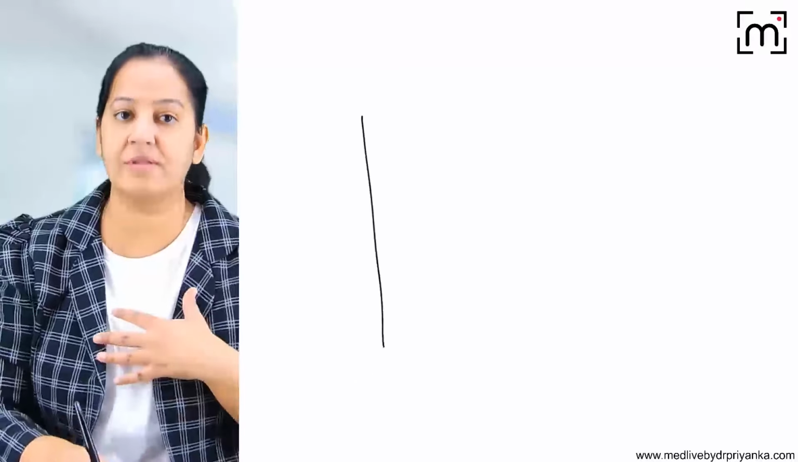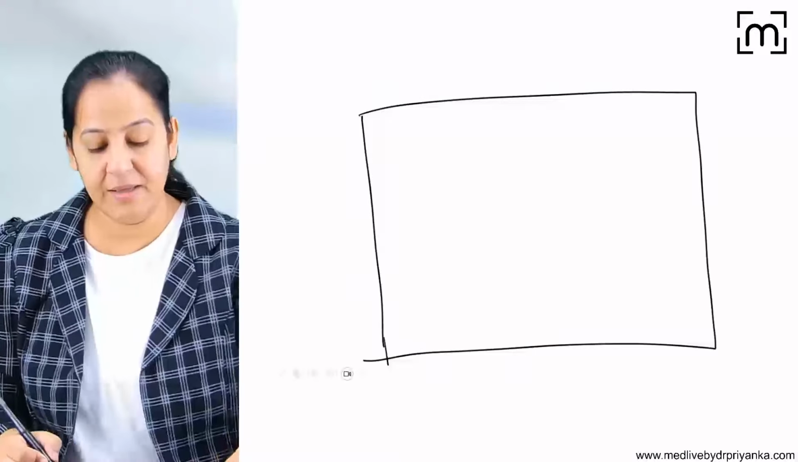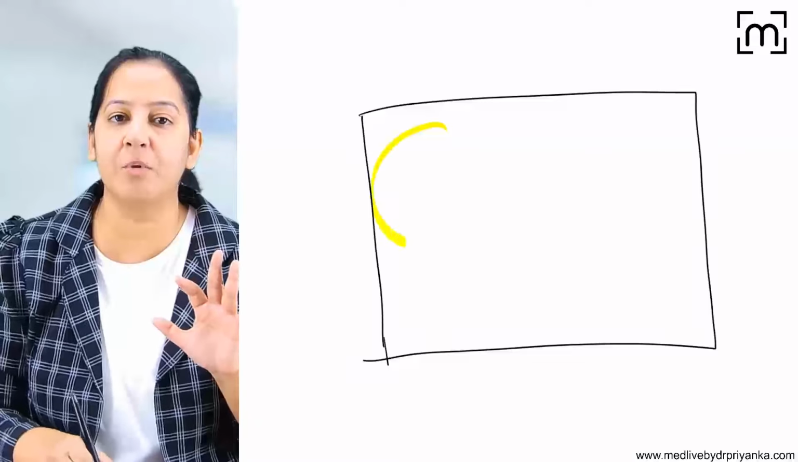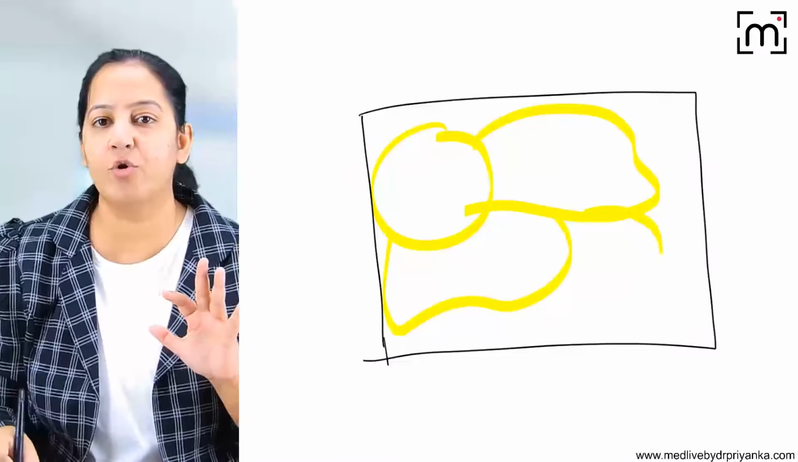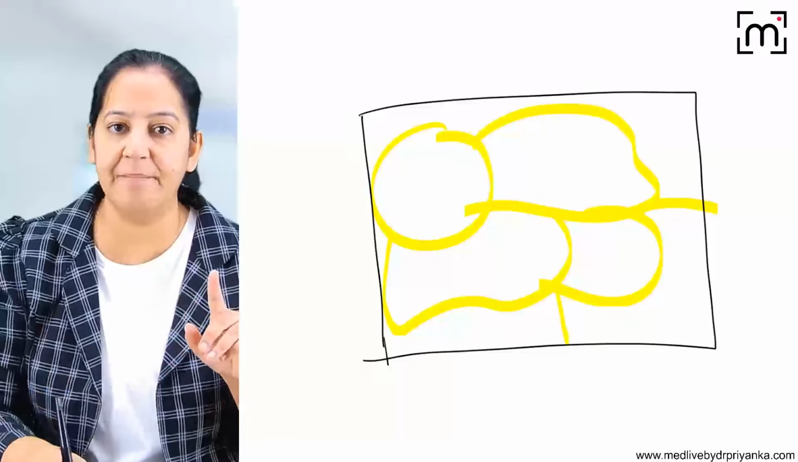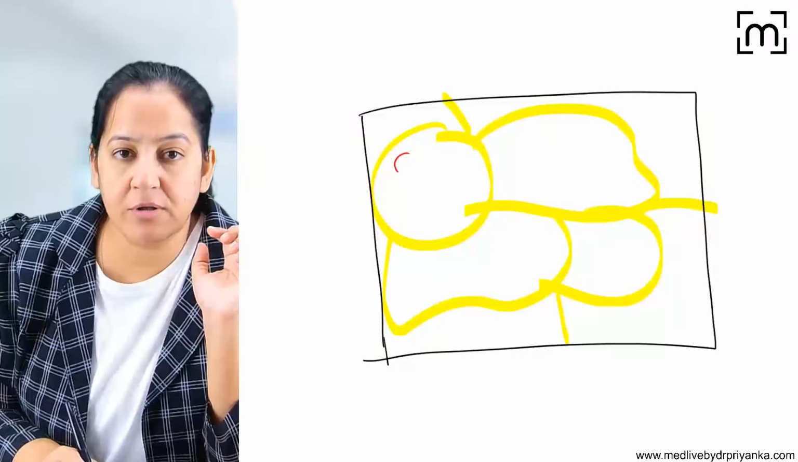If I want to draw the seminoma histopathology in my exam, I will draw a box. Inside the box, I will divide it into multiple small lobules with the help of the stroma. Like this, I'm dividing it into lobules. These are the lobules, I will label them as lobules. These are divided by stroma. This is my stroma. Now inside it I will draw the cells, the tumor cells.